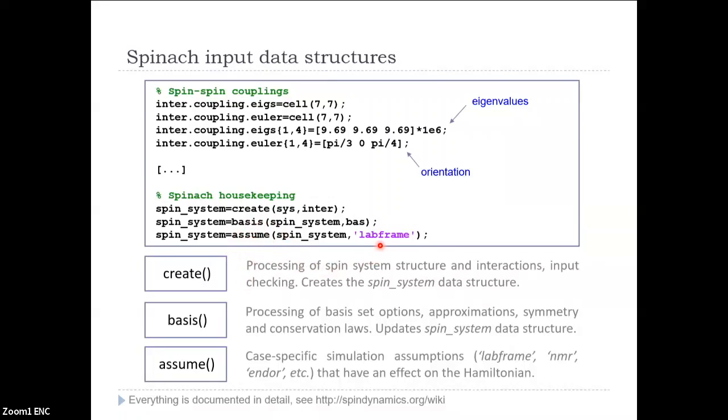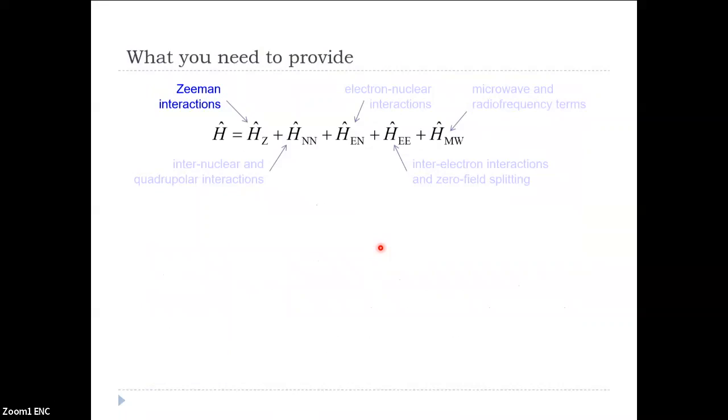If you say assume laboratory frame, everything will be kept. If you say assume EPR, it will keep the weak and pseudo-secular components of the hyperfine interactions, for example. If you say assume NMR, these are our usual rotating frame assumptions that we have in NMR spectroscopy, and so on. So all those tags are automatically set, and a kilometer of diagnostics is printed to the console.